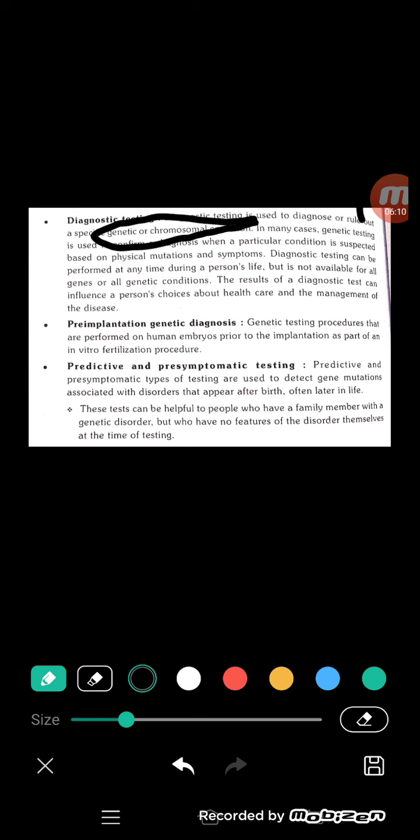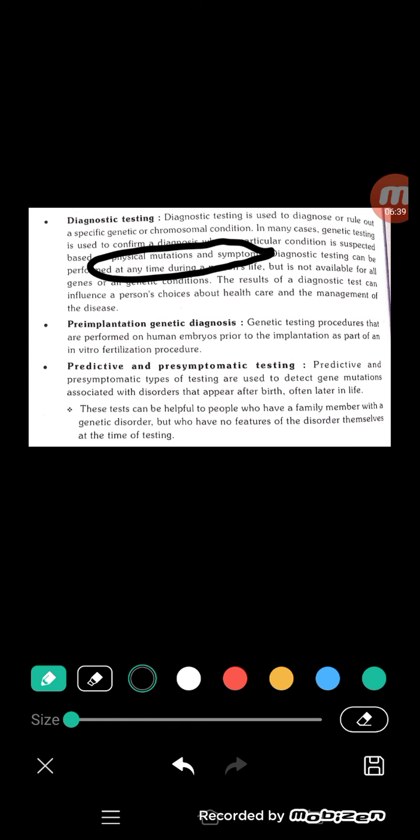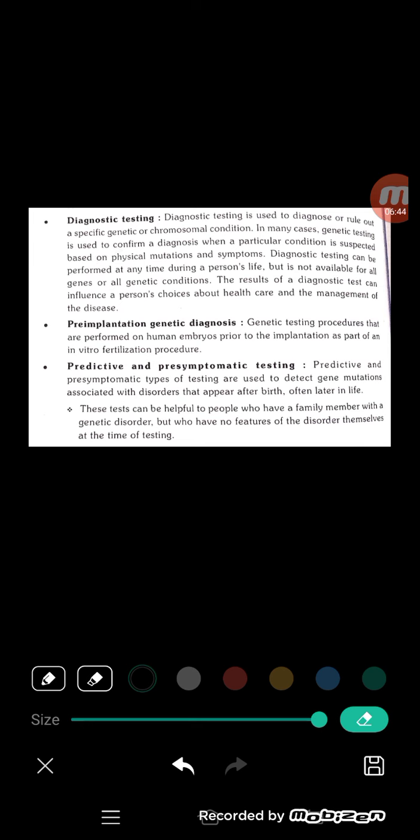What about the chromosomes? What about the genes? These are all determined with diagnostic testing. And the next one: genetic testing is used to confirm the diagnosis when a particular condition is suspected based on physical mutations and symptoms. Physical mutations and symptoms are all determined using diagnostic testing.